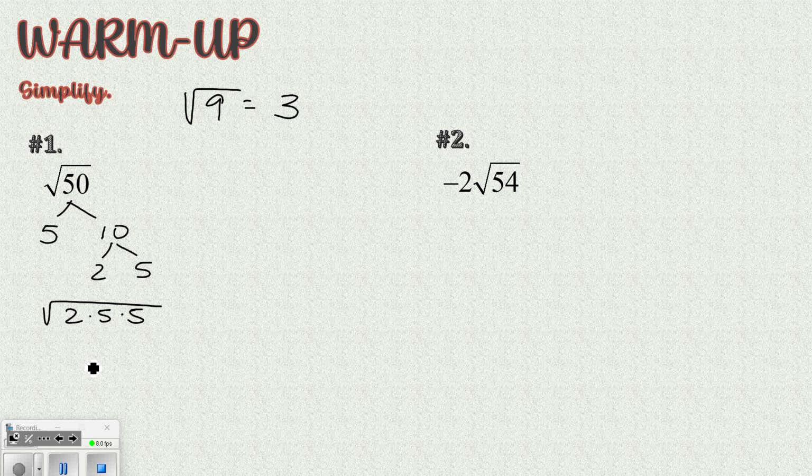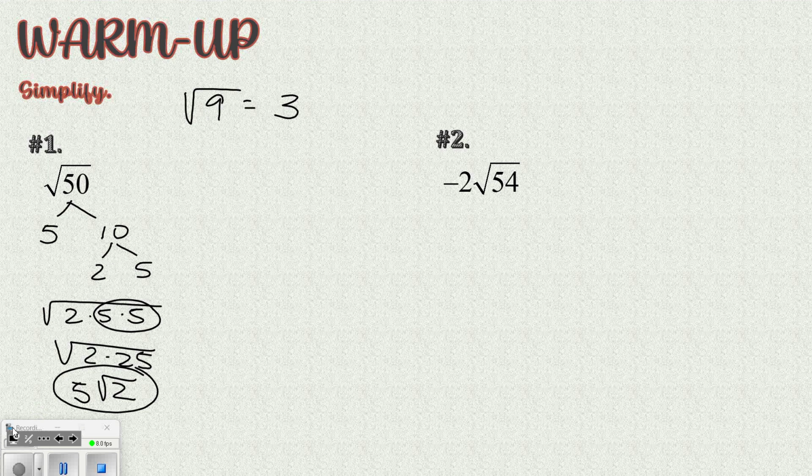So, okay, 2 times 5 times 5, let me find the perfect square in there. 5 times 5 is 25, right? And the square root of 25 is just 5. So the square root of 25 becomes 5, but I can't take the square root of 2. So simplified completely, the square root of 50 simplifies to 5 times the square root of 2.